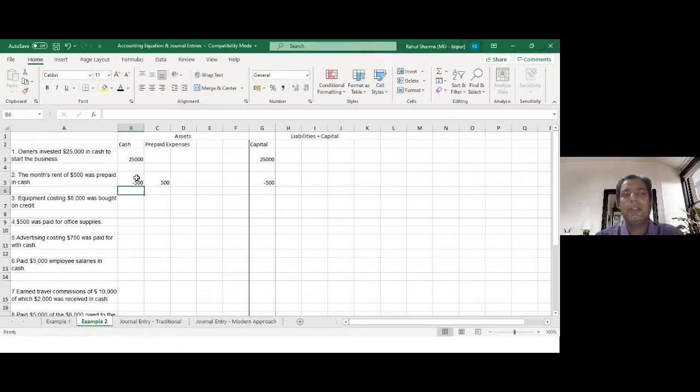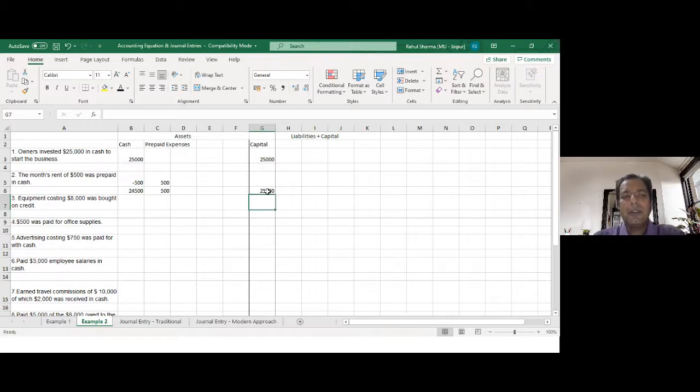So if I talk about my new equation out here, I'll have 24,500 in cash, 500 with prepaid expenses, and sorry, it has to be 25,000 on the capital only. So I'll have prepaid expenses of 500 and cash of 24,500, because I paid cash and I got a prepaid expense. So it is still an asset with me. So I'll not deduct it from the capital.